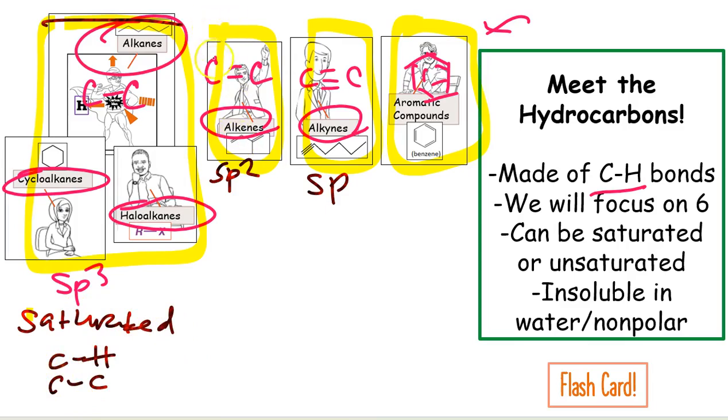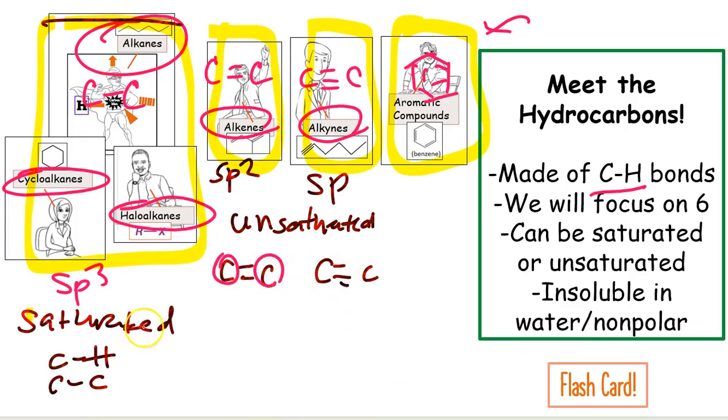Now, we also have our double and our triple bonds. These are both going to be unsaturated. And unsaturated means that because we have a carbon-carbon double bond and a carbon-carbon triple bond, we do not have the maximum number of hydrogens surrounding each of these individual carbons. So when that happens, you have unsaturation.